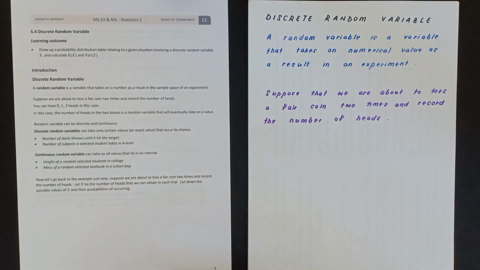Okay, so hi everyone, welcome to the new lesson. Today will be the first lesson for chapter 4. We'll be covering the part on discrete random variables in two lessons, which is today's one and Friday's one.